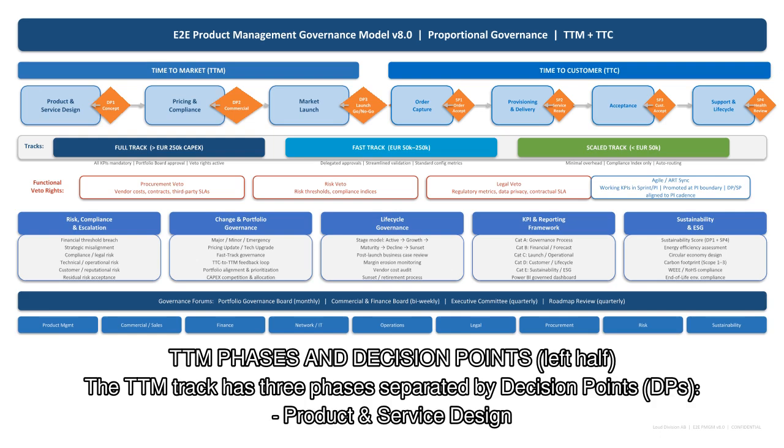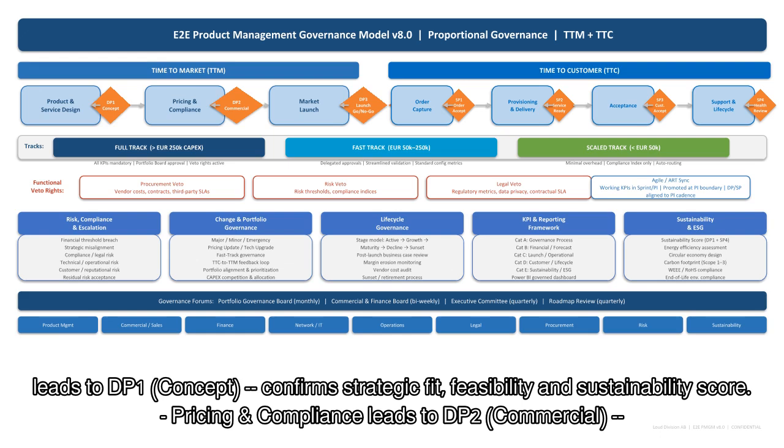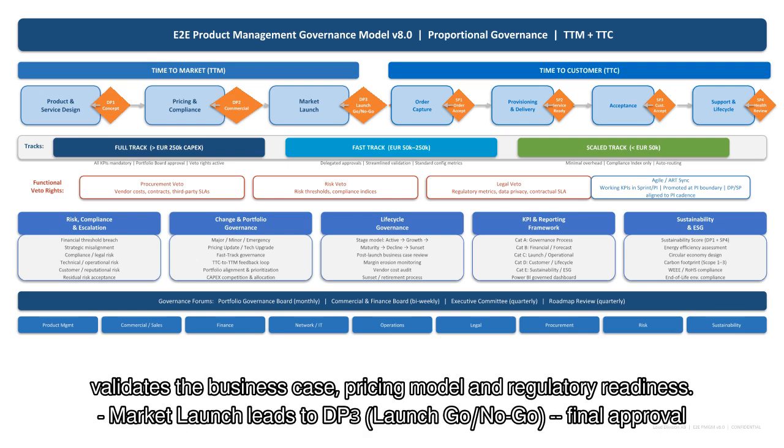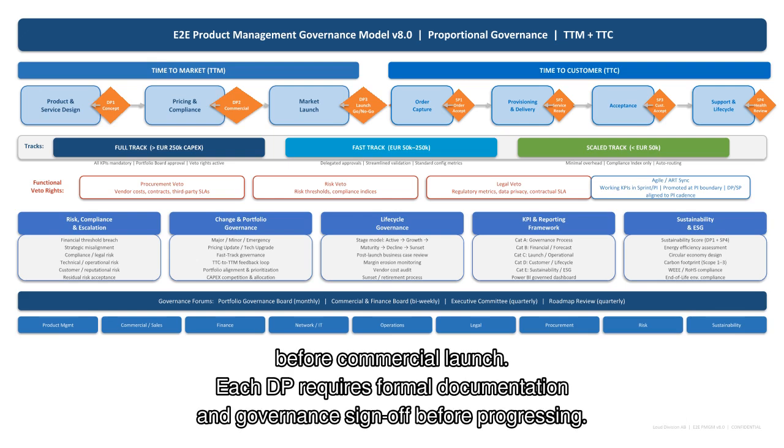The TTM track has 3 phases separated by decision points, DPs. Product and service design leads to DP1, concept, which confirms strategic fit, feasibility and sustainability score. Pricing and compliance leads to DP2, commercial, which validates the business case, pricing model and regulatory readiness. Market launch leads to DP3, launch go/no-go, final approval before commercial launch. Each DP requires formal documentation and governance sign-off before progressing.